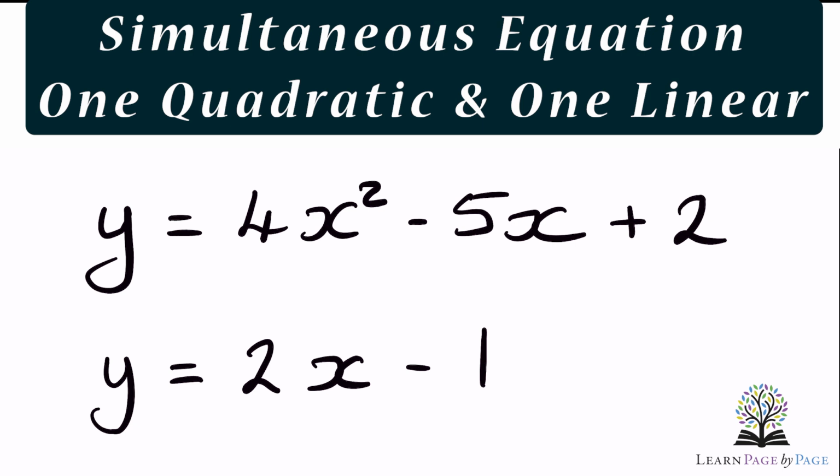And then the second, y equals 2x minus 1. Nice little linear equation. And we're going to solve these to find two solutions, so two coordinates for x and y.